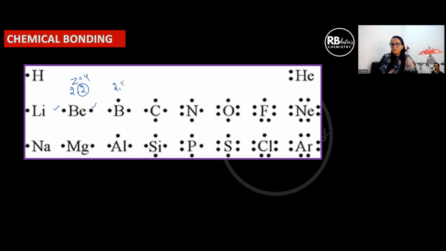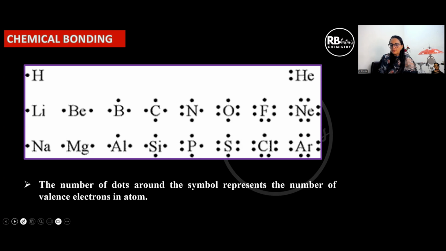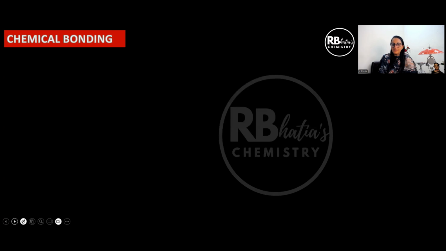Boron, Z is 5, which means the configuration is 2 and 3, so 3 valence electrons, and so on. This is how we are going to show it. And argon, for which we have 8 valence electrons, so 8 dots have been made. This is the Lewis symbol for elements. Remember, the Lewis symbol of an element means show the symbol of the element and write the valence electrons around it. The number of dots around the symbol represents the number of valence electrons.